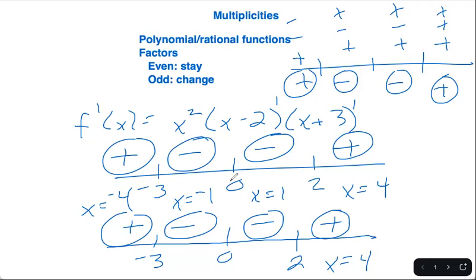So you're going to hear me talk about multiplicities when dealing with graphing concepts, and this video is meant to serve as a foundation of what I'm doing for multiplicities. Even powers will stay, odd powers will change or cross.